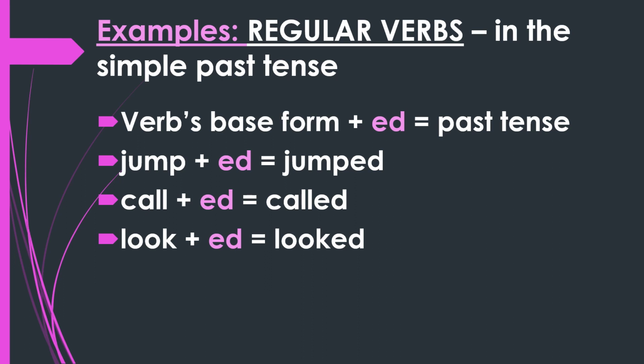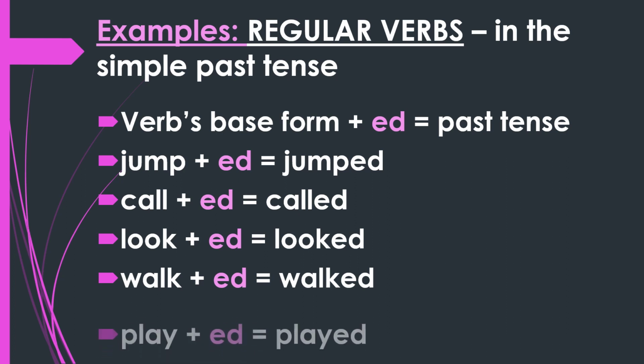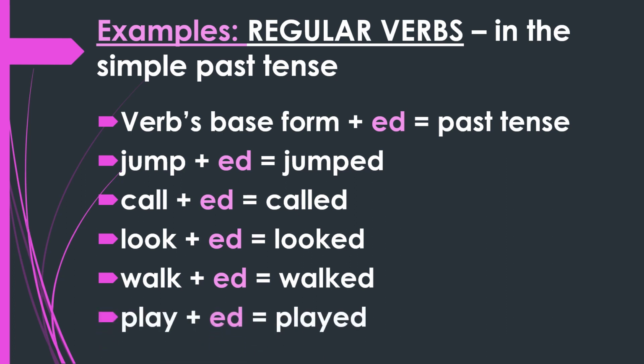If we take the verb look, that is L-O-O-K, we have to add ed to get the past form which is looked, L-O-O-K-E-D. To the verb walk, that is W-A-L-K, we have to add ed to get the past tense form, that is walked. To the verb play, that is P-L-A-Y, we simply have to add ed to get the past form which is played, P-L-A-Y-E-D.